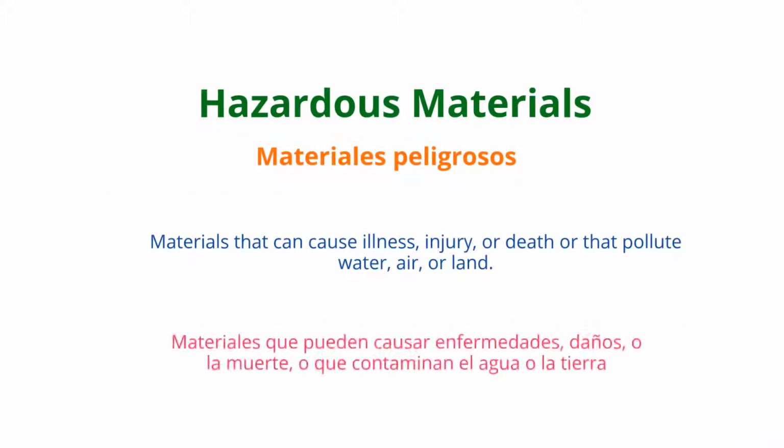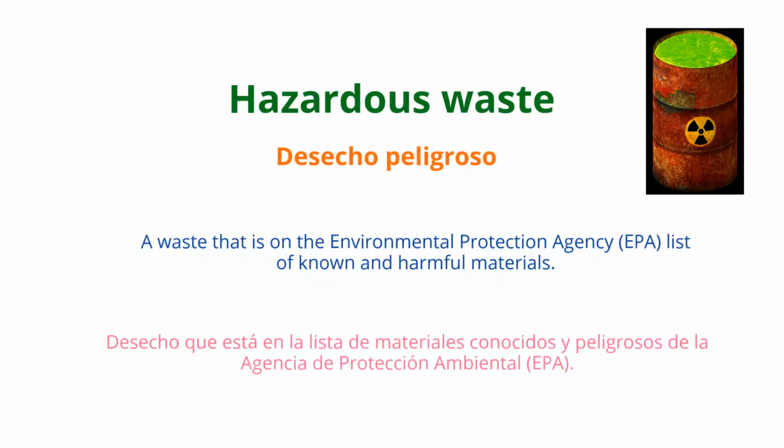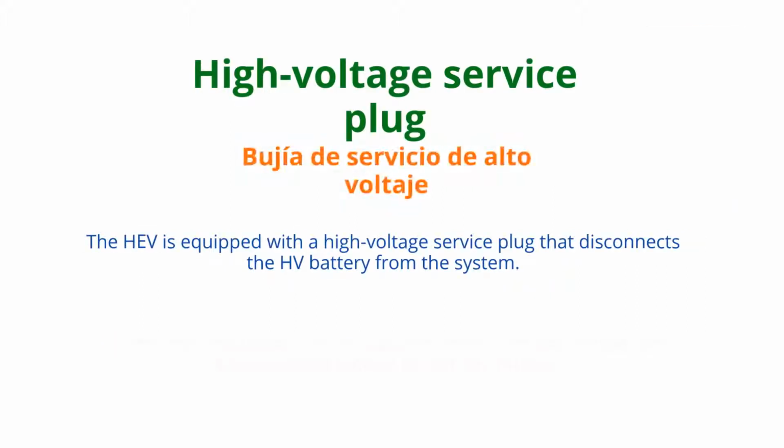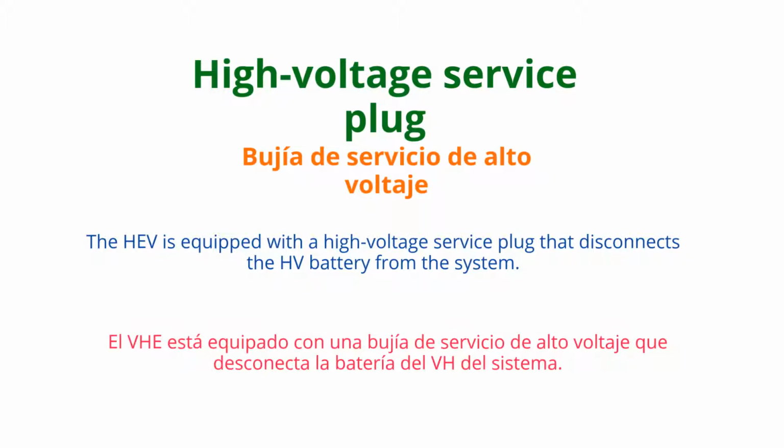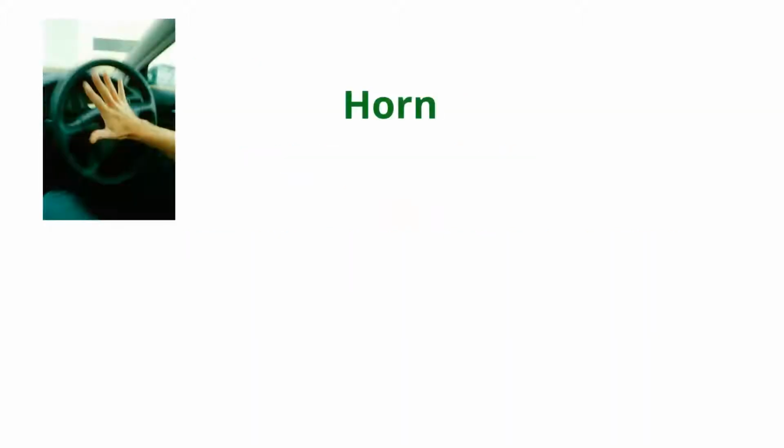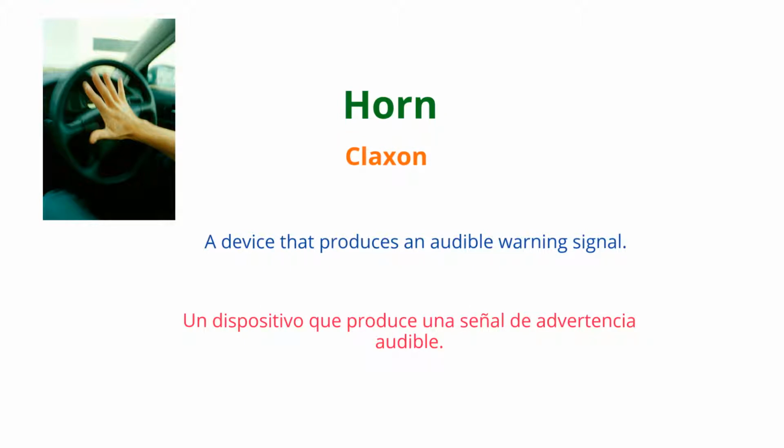Hazardous materials. Materials that can cause illness, injury, or death, or that pollute water, air, or land. Hazardous waste. A waste that is on the Environmental Protection Agency's, or EPA's, list of known and harmful materials. High voltage service plug. The HEV is equipped with a high voltage service plug system that disconnects the HV battery from the system. Horn. The horn is a device that produces an audible warning signal.